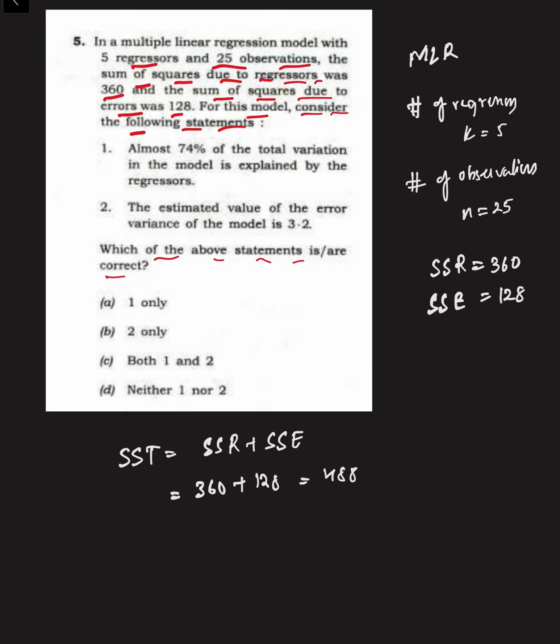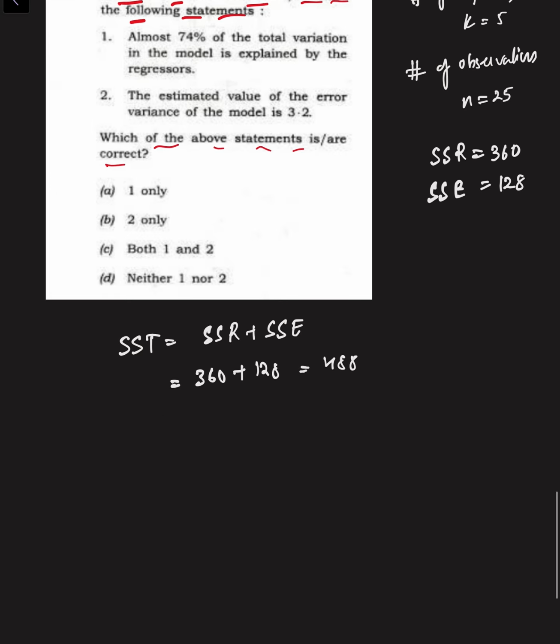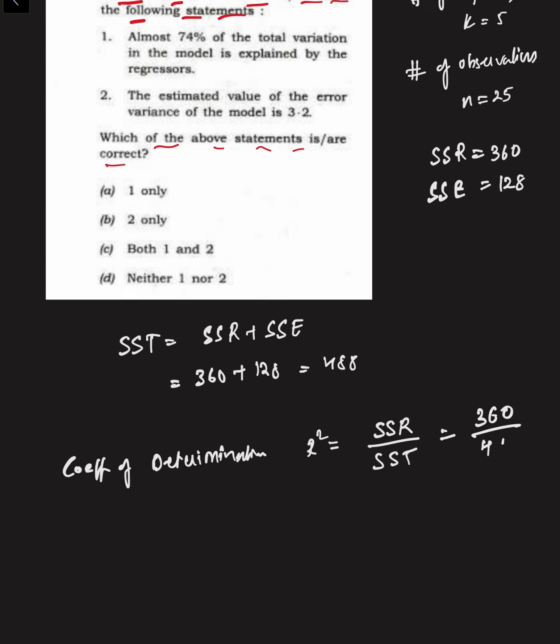Now statement 1 says that 74% of the total variation is explained by regressors. So if we find the coefficient of determination, R square is the sum of squares due to regression divided by the total sum of squares. That is 360 by 488, which is approximately 0.7377, which is 73.77%. So that means almost 74%. So this statement is correct.